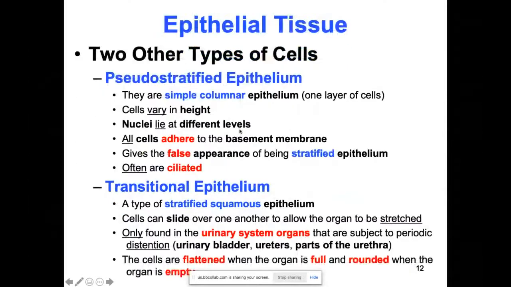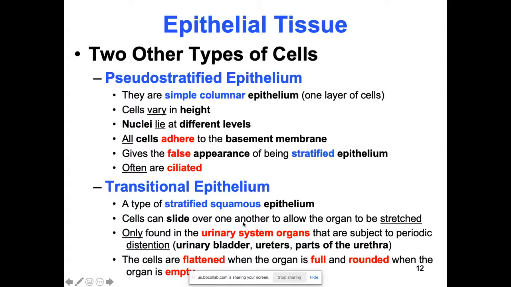Okay, so we spoke about pseudostratified. We said that the nuclei lie at different levels. It gives this false appearance that it's really stratified, but it's not. And we often see cilia wherever we find pseudostratified epithelium. Okay, but it's really one cell layer thick.